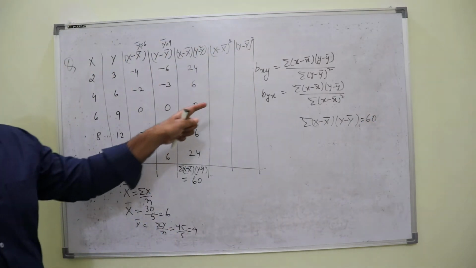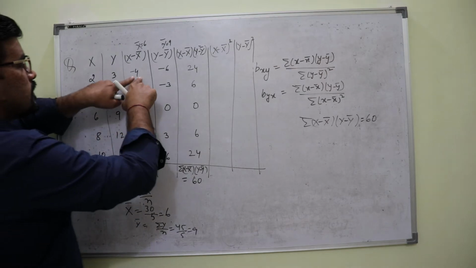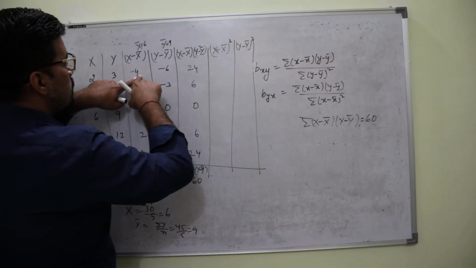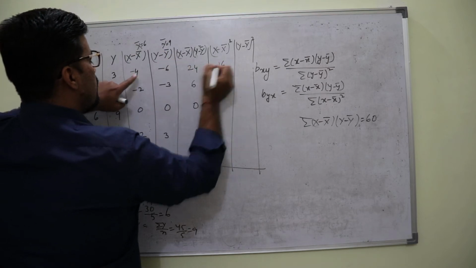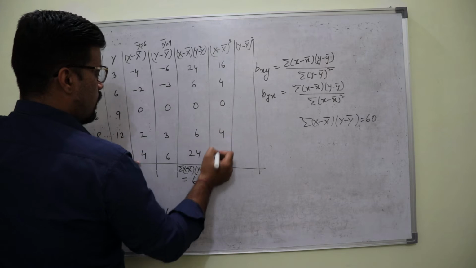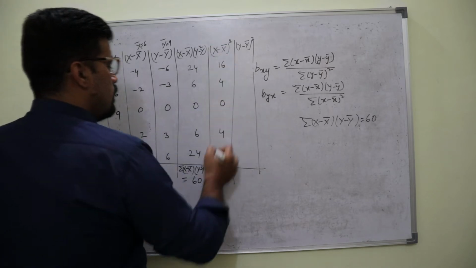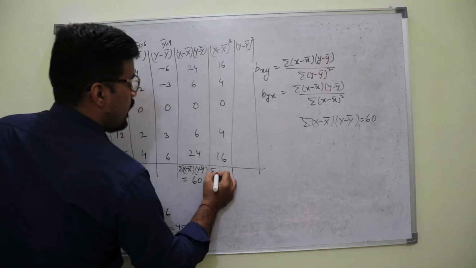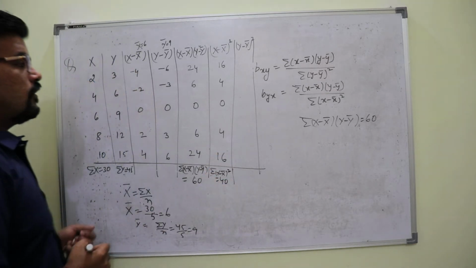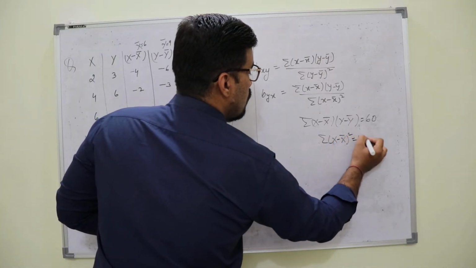Now what do we need to find? We need to find (x minus x bar) square. So here is the x minus x bar column. Just take the square. You have a calculator, and it also has a direct option many times. So just multiply -4 by -4, you will get 16. Minus 2 square is 4, 0 square is 0, 2 square is 4, and 4 square is 16. If we add these values, we'll get sigma (x minus x bar) square. So it is 40. Okay, so sigma (x minus x bar) square is equal to 40.